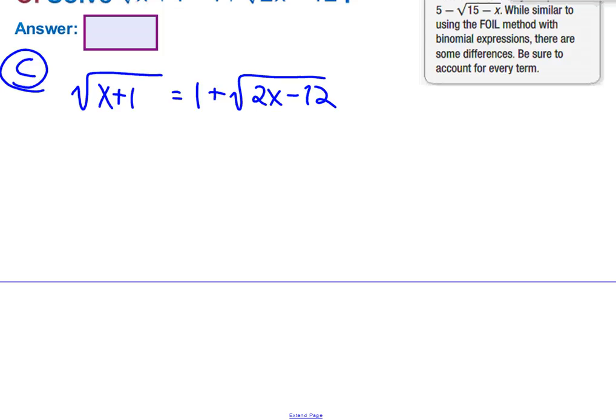So now we're going to square both sides. The left side super easy, the right side not so much. And I think I'm going to just put a little workbox over here.